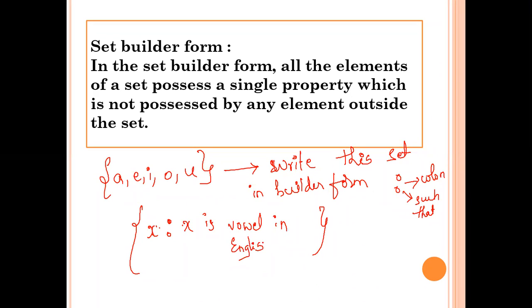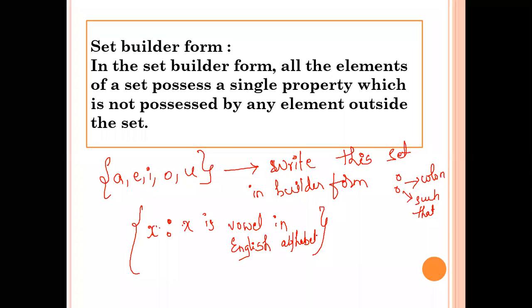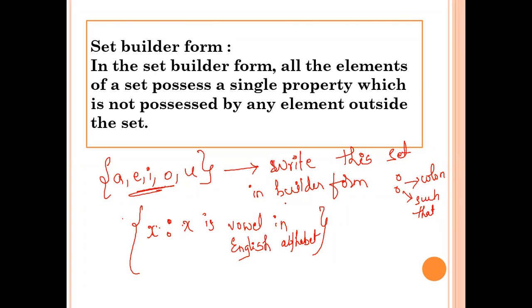X is a vowel in the English alphabet. So this is your set builder form. This is how you have converted this particular set into set builder form.